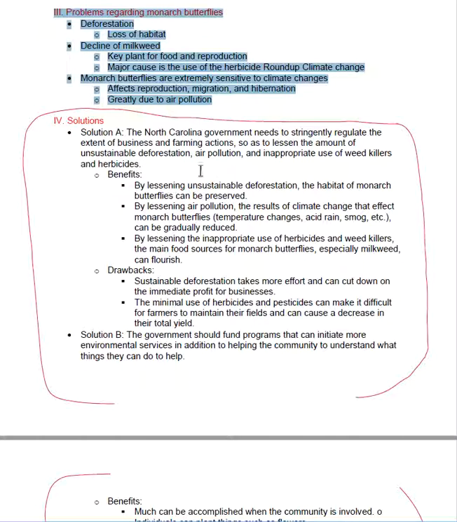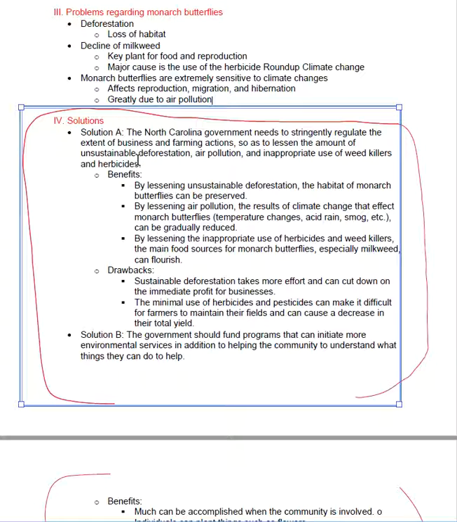Her solution section, she has really done a lot of detail, which is useful for her because now she can really, I mean, her paragraphs are set up. She just needs to flesh it out with more details and whatever research she may have. But she has 2 solutions, all right? One is reducing deforestation, reducing the extent of business and farming actions and effects on the environment.